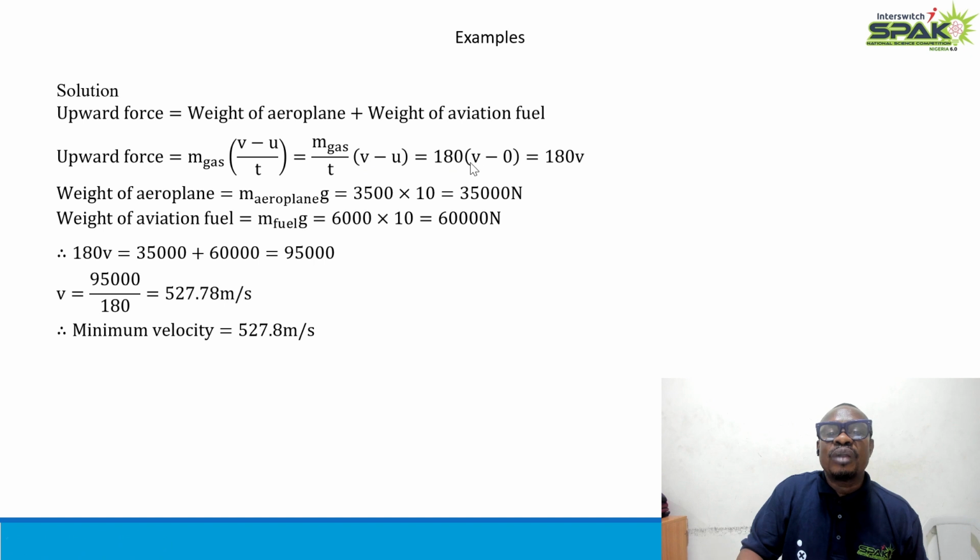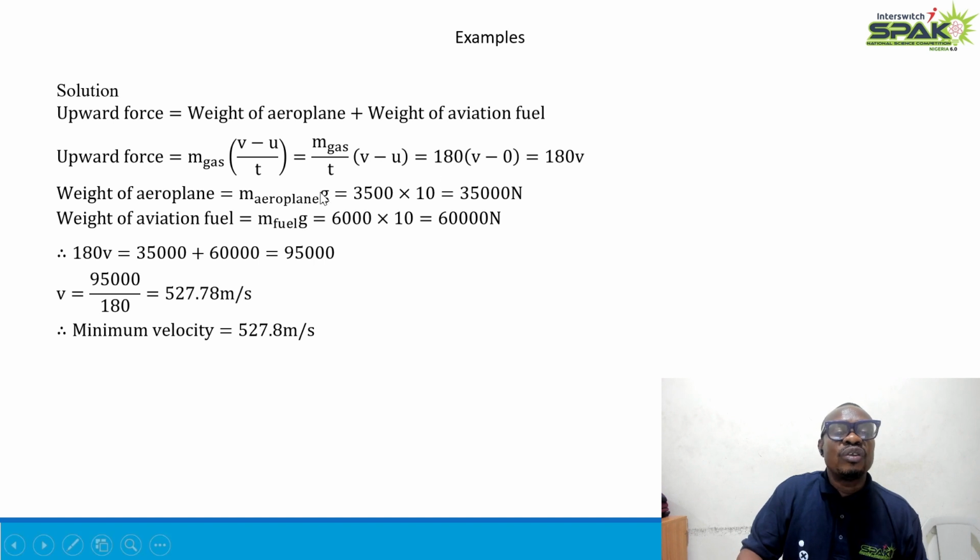So the question we have to look for is V, the velocity with which the rocket takes off. But then the initial velocity, because the rocket was at rest initially, is 0. So the upward force now is 180 V.